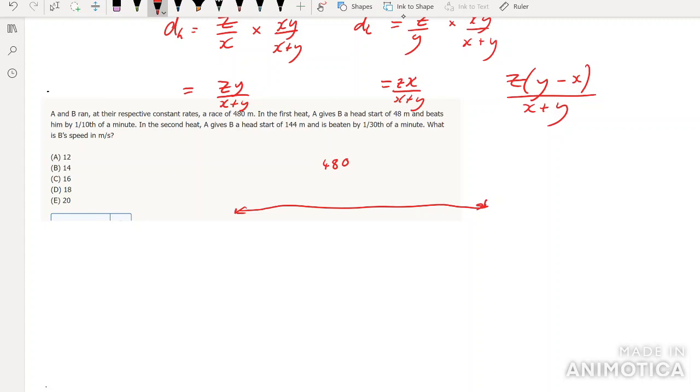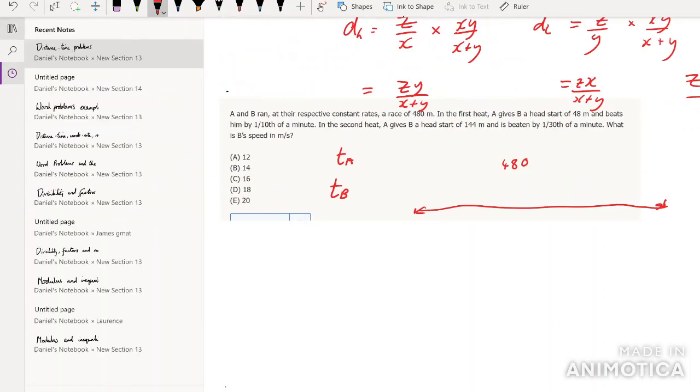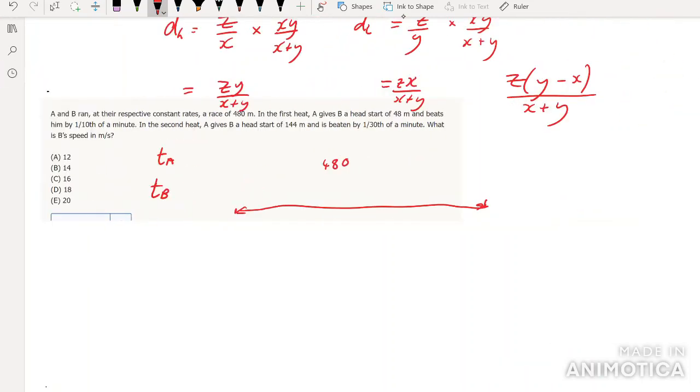In other words, if we say A takes time TA and B takes time TB to run the whole race, then if A gives B a head start of 48 meters, B only has to run 9/10 of that distance. So in other words, you can say 9 TB over 10, that's how much time B has taken, and that must be equal to however long TA is, but then A beat him by 1/10 of a minute. So we want everything in meters per second. So let's do this in seconds. So he beat him by 6 seconds. So we've got that equation first.